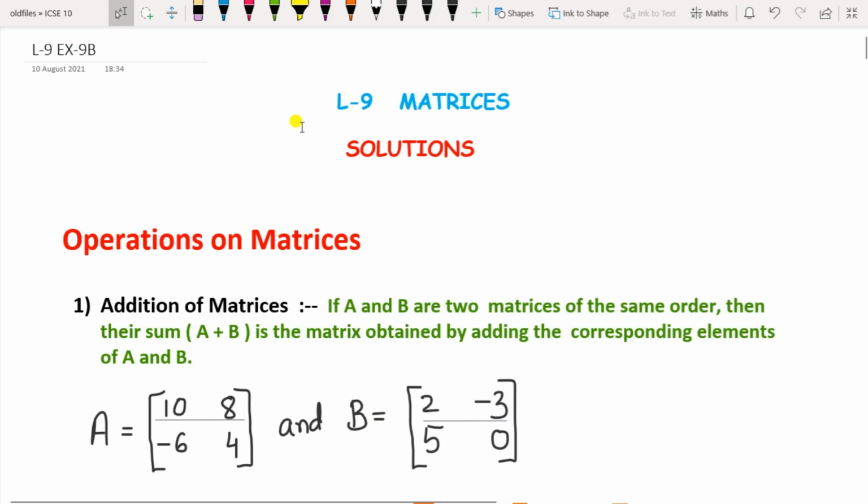In this video we are going to solve exercise 9b of lesson 9, Matrices. In the link above, I have shared the video of exercise 9a, where I have explained in detail what is a matrix and the different types of matrices, and also solved examples based on that topic.